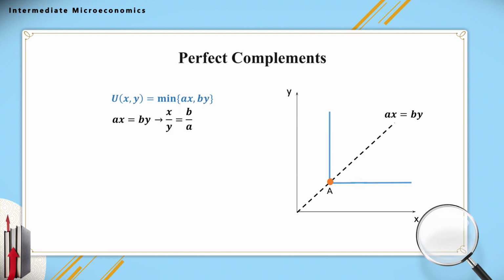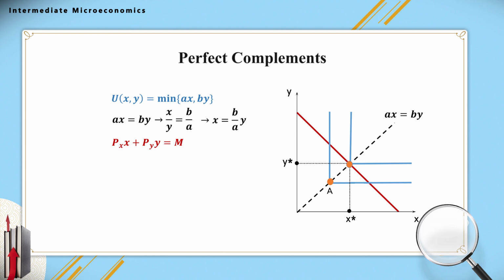Combining this equation with the budget constraint, we can solve the consumer's optimal choice. The first equation shows x equals b over a times y. Plug it into the budget constraint and rearrange the equation, and we get the solution.